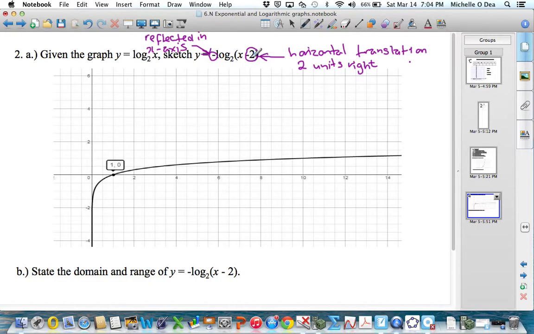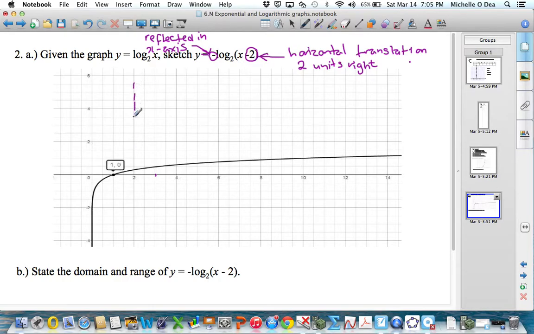All right, let's just put some points on to help us begin with. So we need to move everything 2 units to the right. Let's start with the easy point. We'll start with the x-intercept. So it's currently at 1, so it's going to be at 3. Our asymptote is the y-axis. That has to move across. So that's, remember, x equals 0. We move it across 2. So now it's going to be x equals 2.